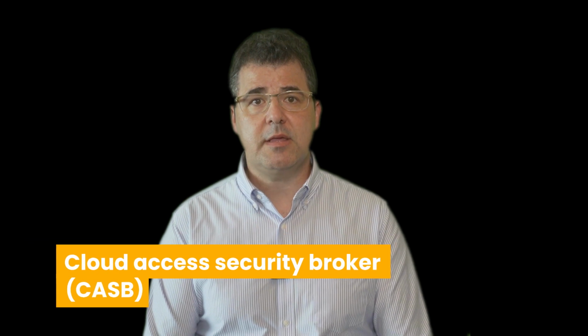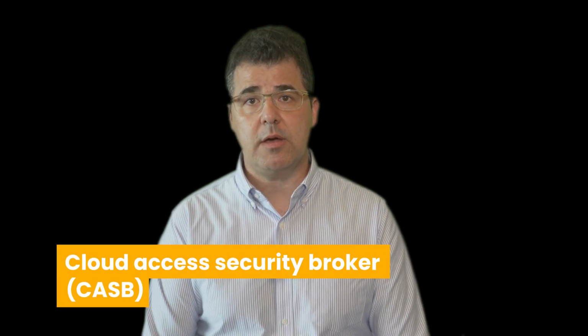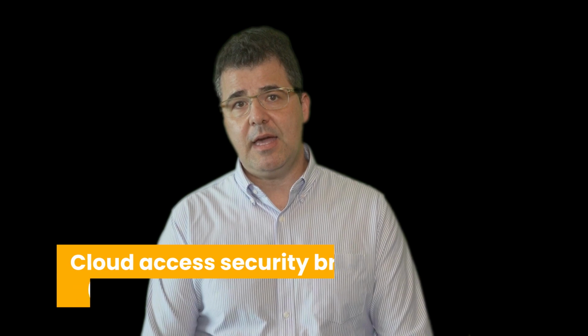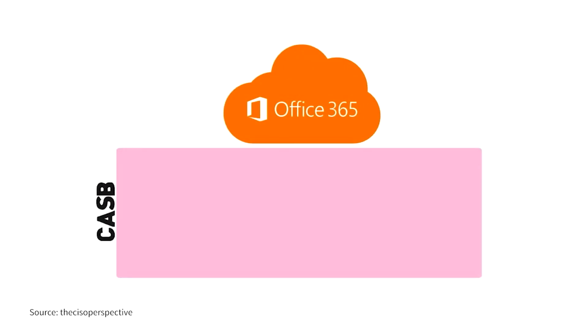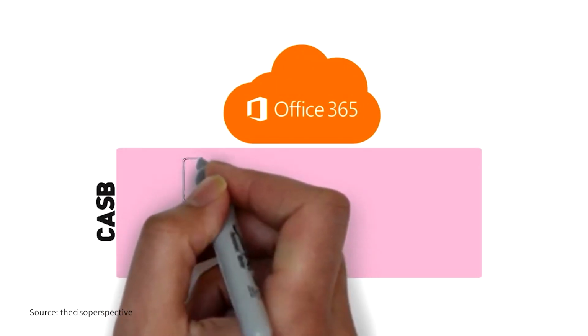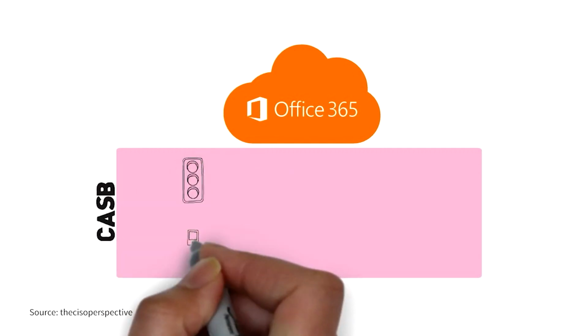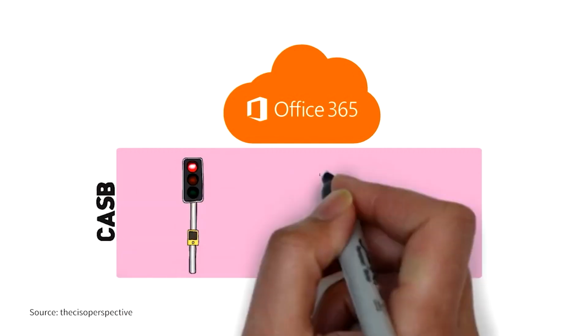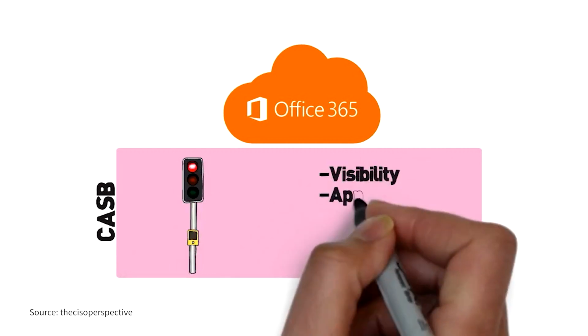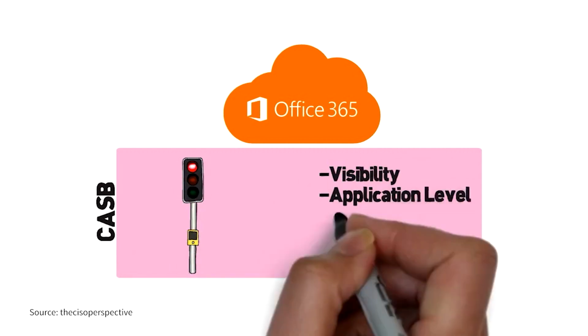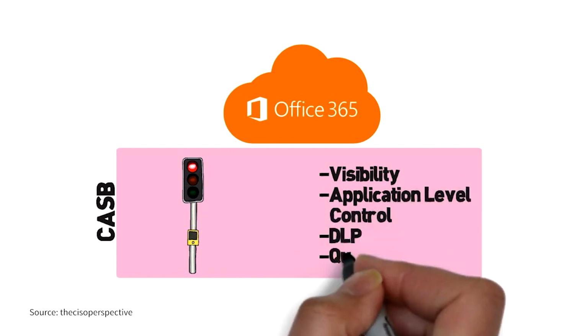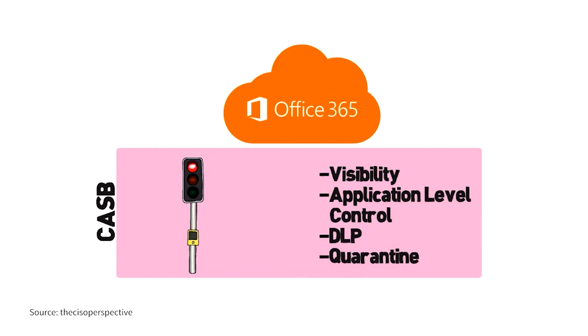The third component is Cloud Access Security Broker, CASB. The main goal of CASB is to ensure the safe use of cloud applications and prevent data leaks, malware infection, and regulatory compliance issues, and to provide control and visibility on the cloud applications. This technology protects applications that are hosted on public clouds, private clouds, or on software as a service.